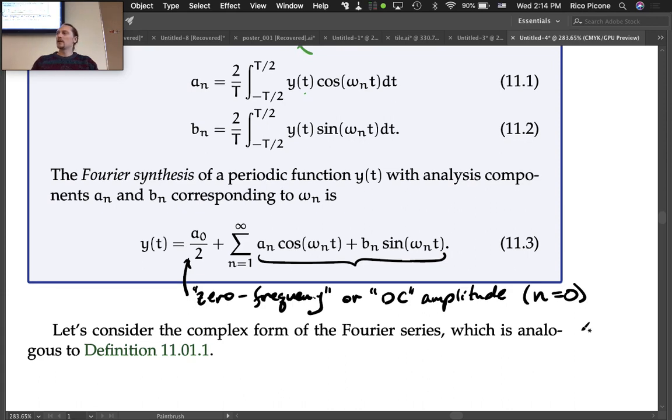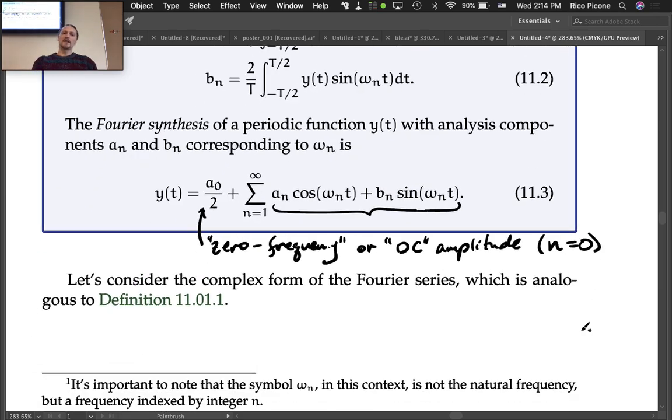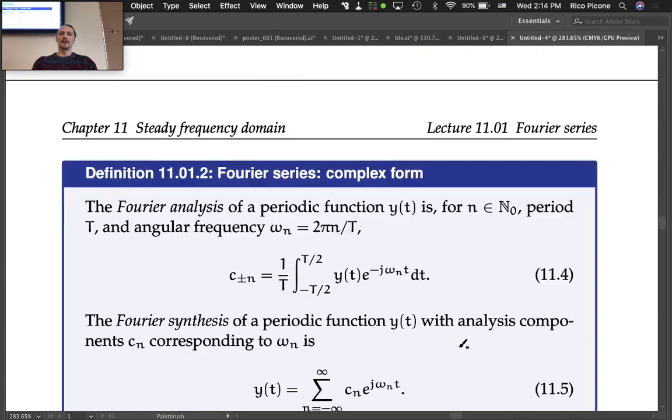So that's the trigonometric form. Is that the form that you guys have seen in the past with the trig functions in there? That's usually the more common one to introduce. Let's consider the complex form of the Fourier series, which is analogous.